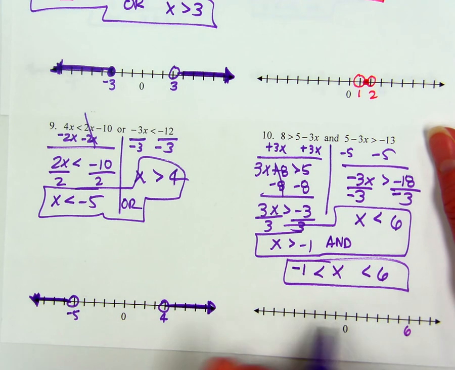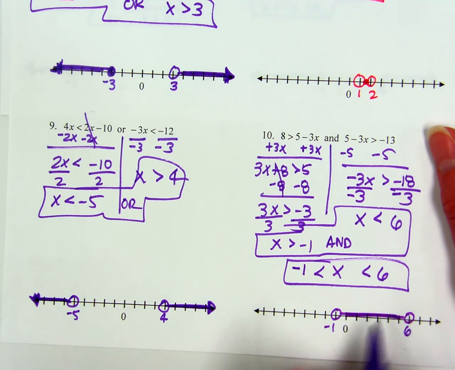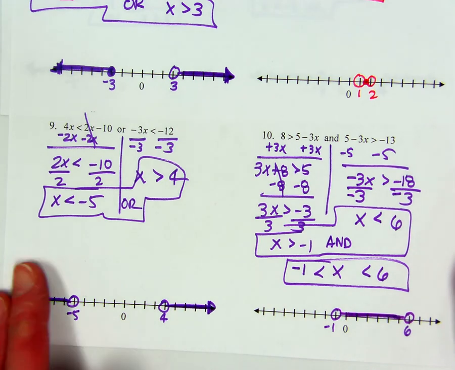So find positive 6, find negative 1. They're both open circles, and I'm shading in between the two numbers.